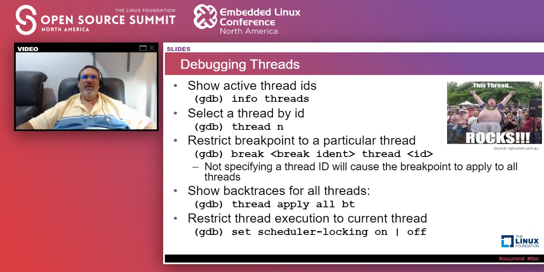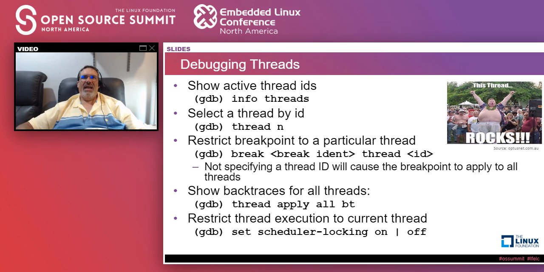We can also debug threads. We can do an info threads. That'll show me all the active thread IDs. I can then select a thread by ID, and then I can set a breakpoint in a particular thread. So other threads can reach out and touch that same breakpoint, and it won't fire unless it is the thread that I specified the thread ID for.